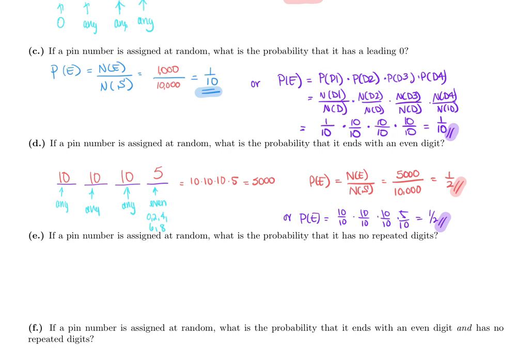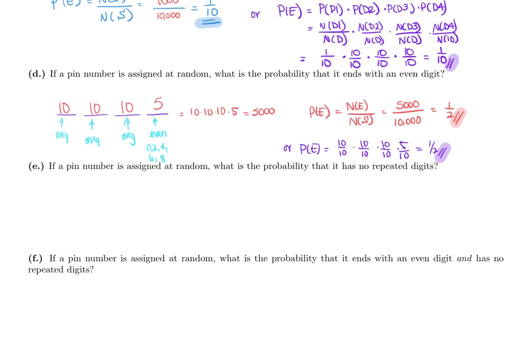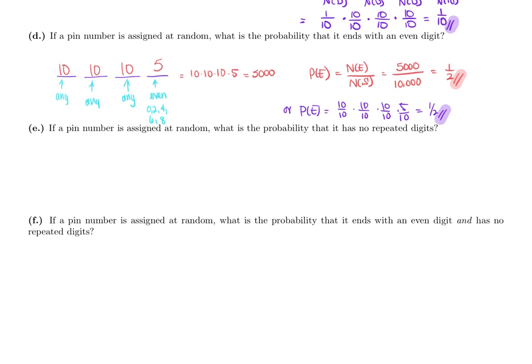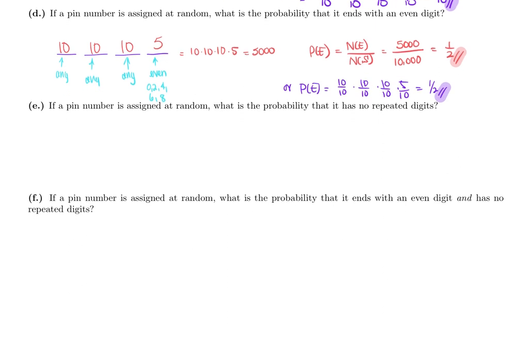Part E says, if a PIN number is assigned at random, what is the probability that it has no repeated digits? This is really a sort of classic combinatorics problem. It's kind of cool. So let's think about it. We have 4 digits still. How many ways can I pick that first digit? The answer is still any way. So we still have 10 ways to choose that first digit.